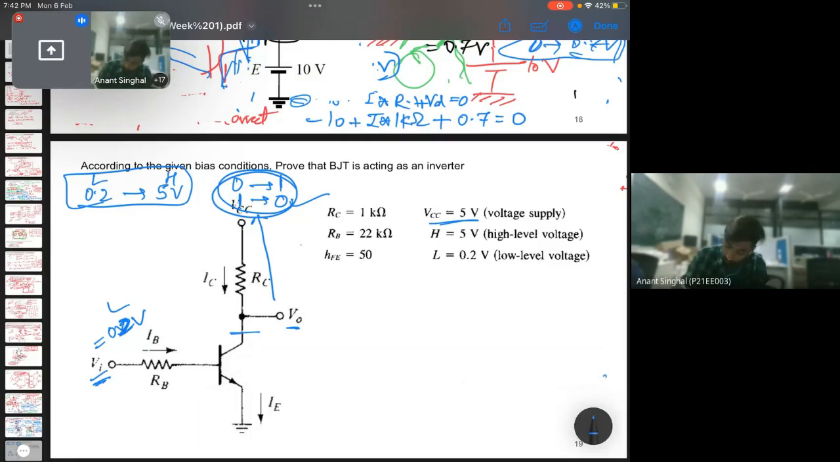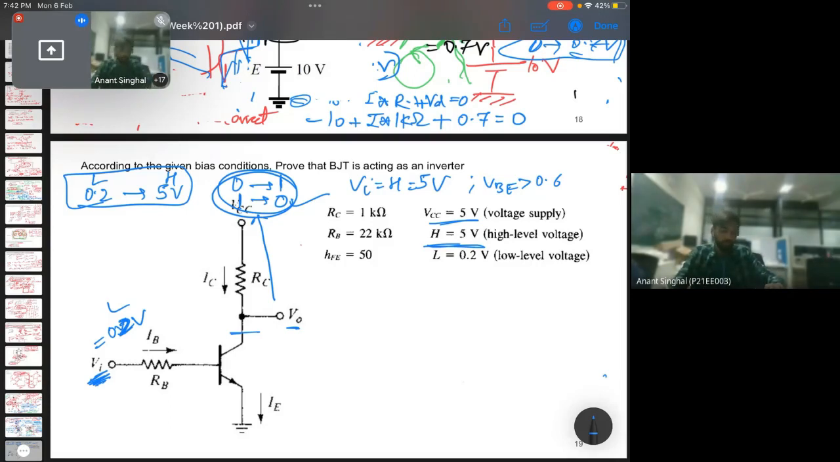Yeah, so now considering that the input voltage is high, which is given as 5 volts. You can see 5 volts is given. So once 5 volts is applied, we know that this VBE will be greater than 0.6. So now the transistor will not be in cutoff.